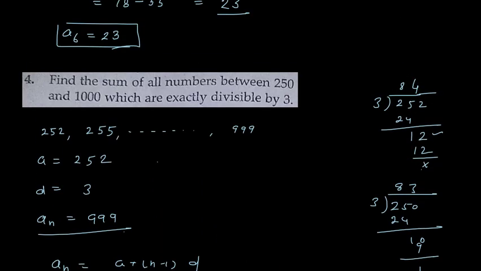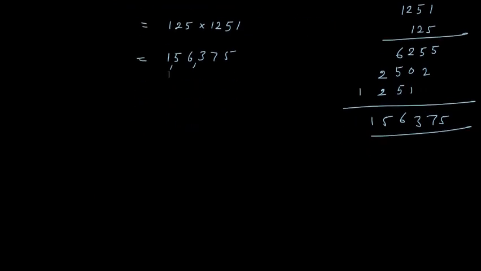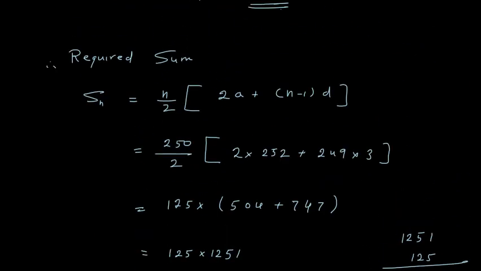Okay, so this is the sum you will get. So the sum of numbers which are between 250 and 1000 which are exactly divisible by 3 is 1,56,375.